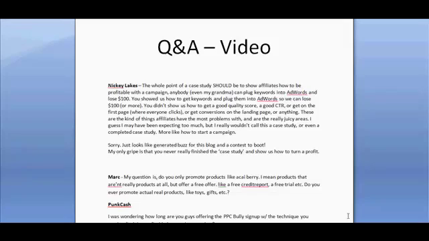You didn't show us how to get a good quality score, a good CTR, or get on the first page where everybody clicks, or get conversions on the landing page or anything. These are the kind of things affiliates have the most problems with and are the really juicy areas. I guess I may have been expecting too much, but I really wouldn't call this a case study or even a completed case study. More like how to start a campaign. Sorry, just looks like some generated buzz for this blog and a contest to boot. My only gripe is that you never really finish the case study and show us how to turn a profit.